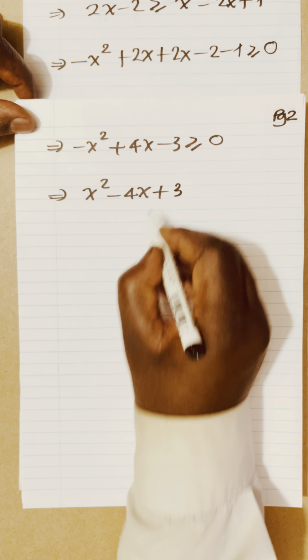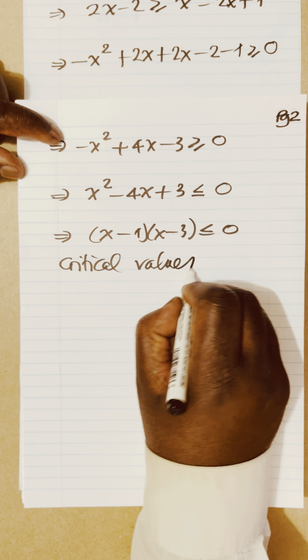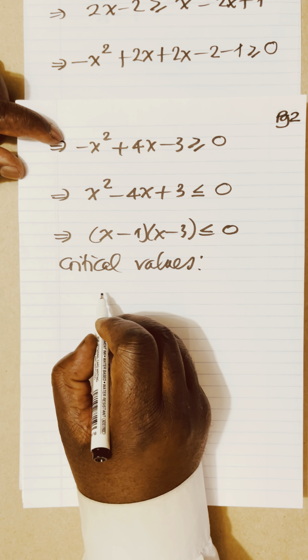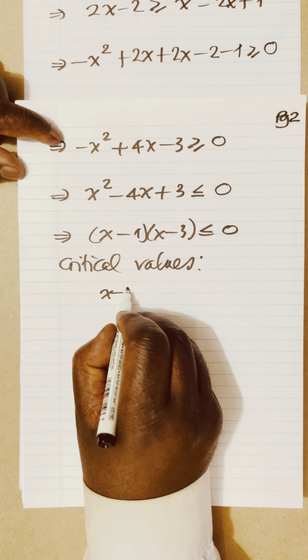Now factorizing this, which you know by now, it's just (x minus 1)(x minus 3) less than or equal to 0. We work out what we call critical values. Critical values are obtained by equating these to 0. So x minus 1 equals 0. The other one is x minus 3 equals 0. That gives you x equals 1 and x equals 3. Remember, I use a sign table here.